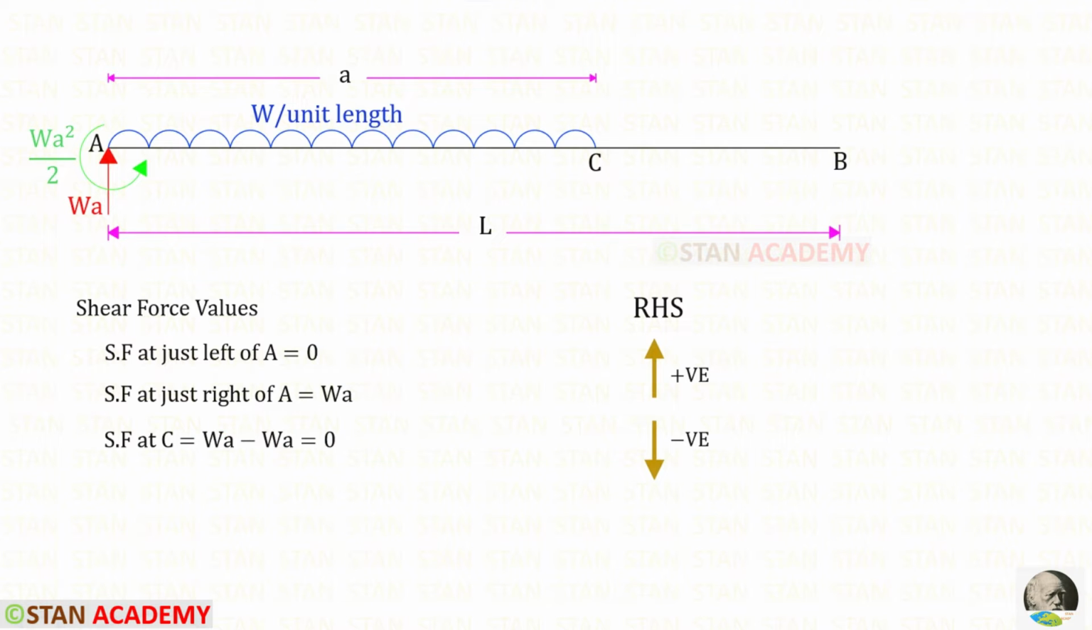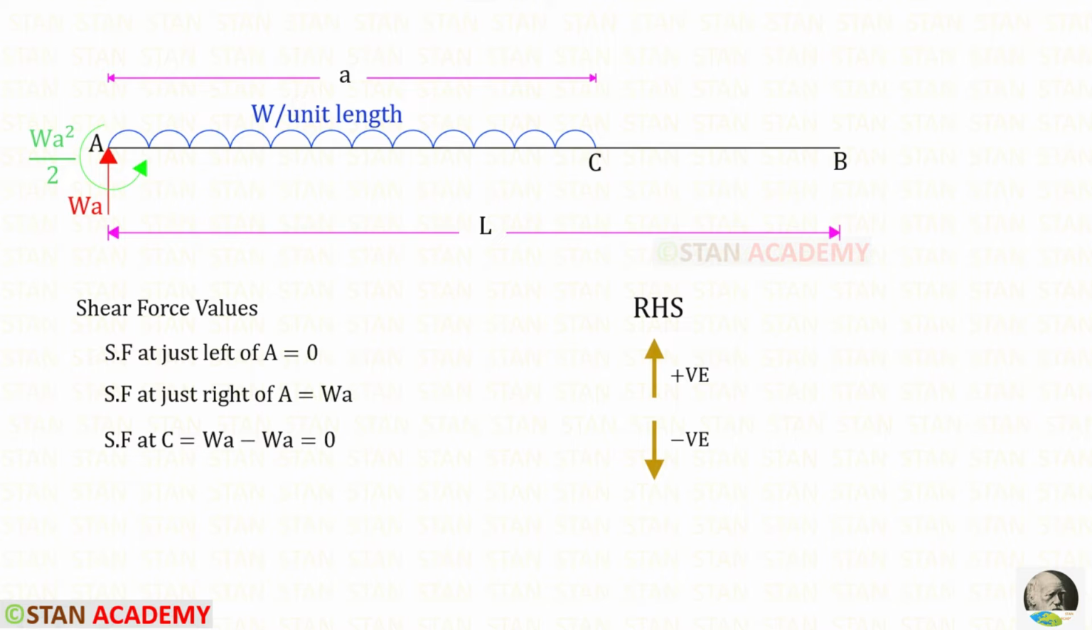Now I am going to find the shear force values from the point A towards the point B. In this case, I have to follow the right hand side rule. Upwards will be positive and downwards will be negative. At just left of A, there is nothing, so the shear force at just left of A will be 0. At just right of A, we have the vertical reaction wa. It is acting upwards, so it will be positive.